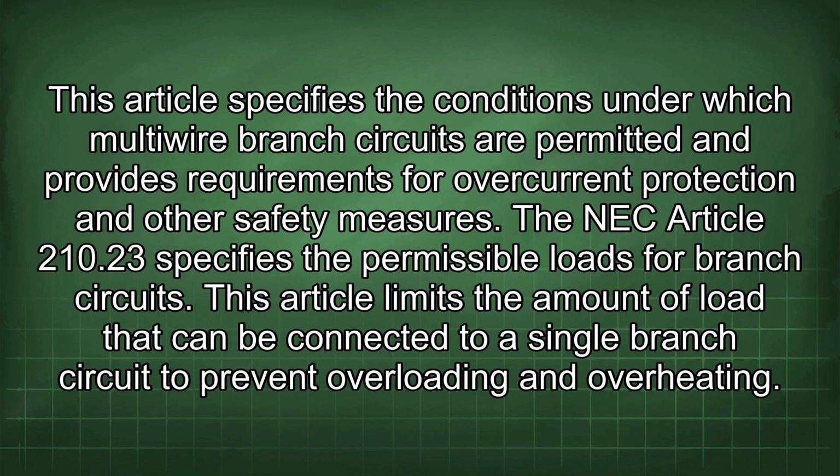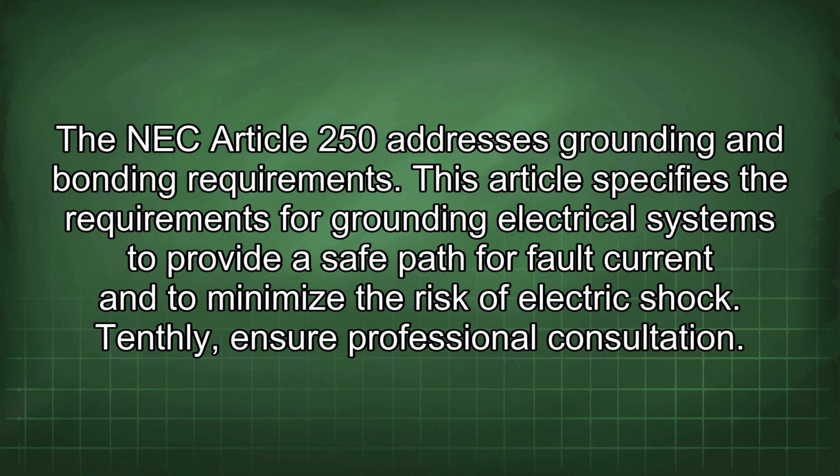This article specifies the conditions under which multi-wire branch circuits are permitted and provides requirements for overcurrent protection and other safety measures. The NEC Article 210.23 specifies the permissible loads for branch circuits. This article limits the amount of load that can be connected to a single branch circuit to prevent overloading and overheating. The NEC Article 250 addresses grounding and bonding requirements. This article specifies the requirements for grounding electrical systems to provide a safe path for fault current and to minimize the risk of electric shock.